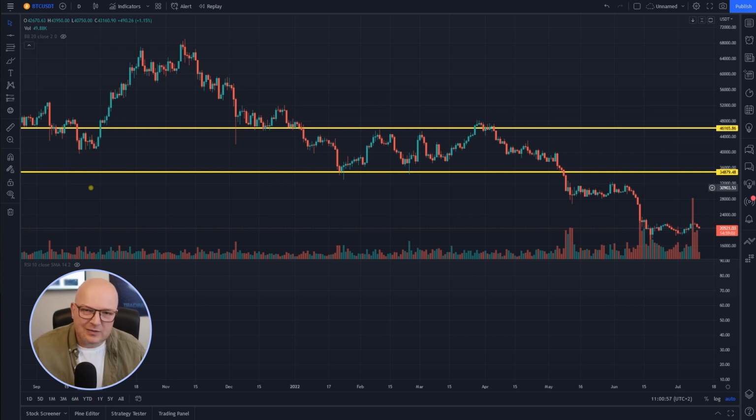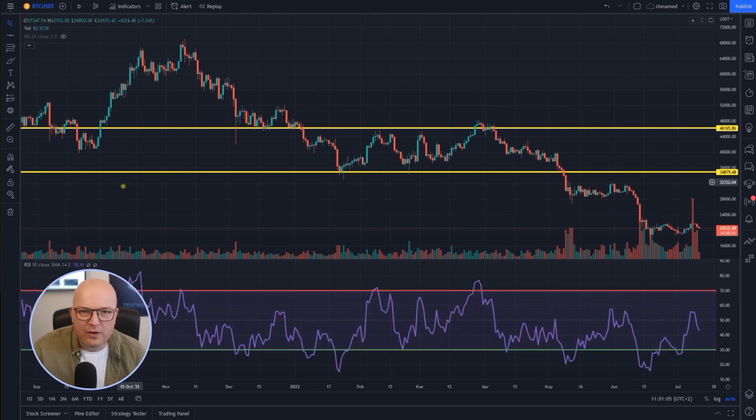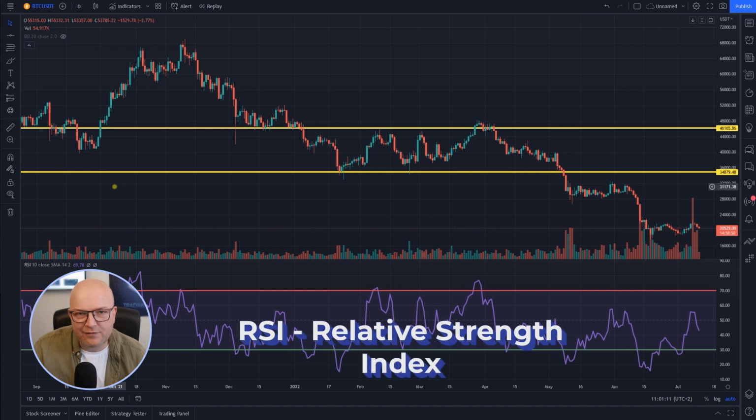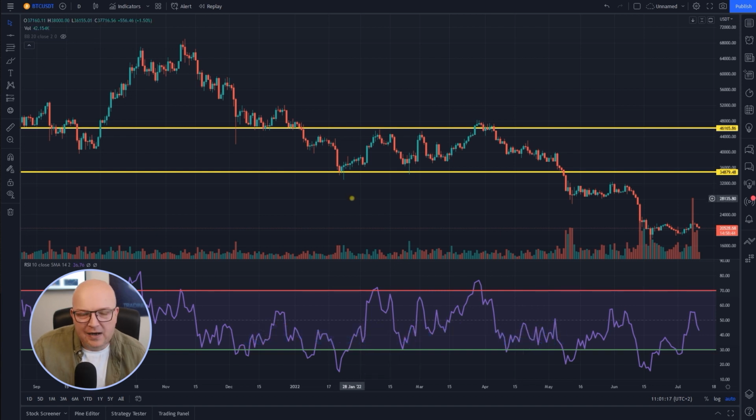In sideways markets, where the market is bound between an upper and lower level moving sideways, we want to rely on so-called momentum-based indicators. One of the most popular momentum-based indicators is the so-called Relative Strength Index, or RSI for short, which shows you within a sideways trend when the market is either overbought, like here, or the market is oversold, like here, here, here, and here.